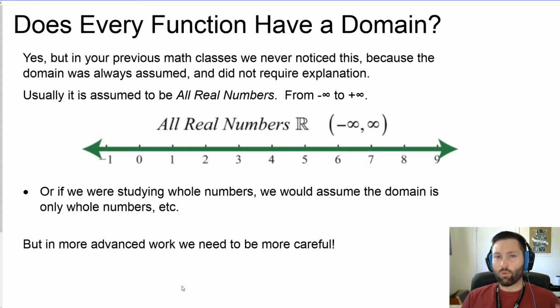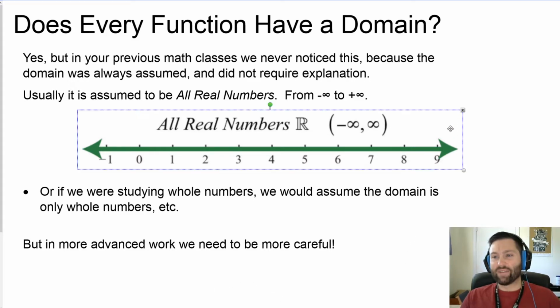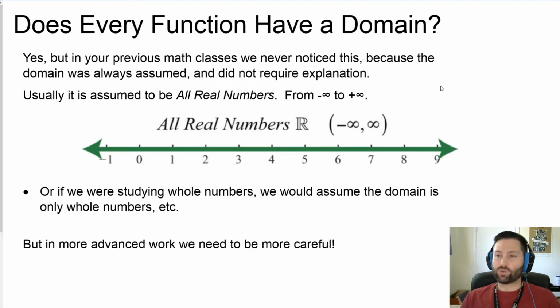We didn't even really know we were doing it, but you kind of knew that the domain was assumed to be all real numbers from negative infinity to infinity. And how did you know that? How did we assume that? You're probably thinking to yourself, Mr. Wertz, I never did that. I never assumed. I never even knew what you were talking about.